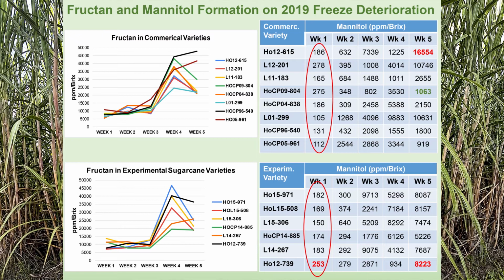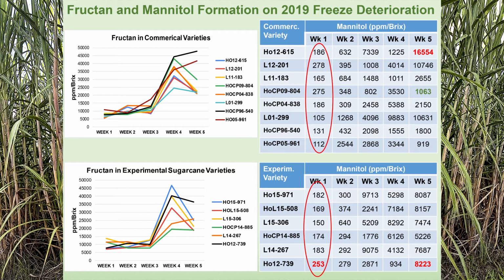Now, these are the freeze deterioration results. We've just received them. I'm not going to go into varietal differences, but one thing I want to point out quickly is the mannitol here. So up here are the commercial varieties that Kenneth was explaining, and here are the experimental varieties. But if you look at week 1, in both varieties, you find mannitol. Now, mannitol cannot come from the cane itself. It only comes from microbial deterioration.